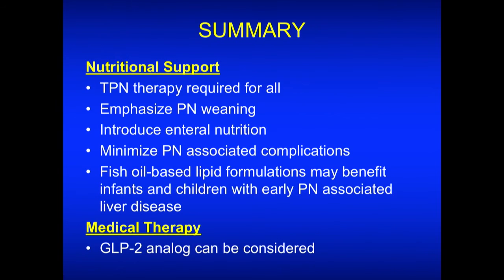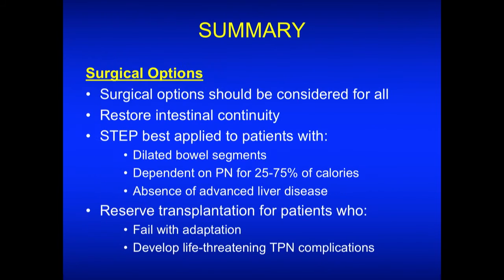So in summary, for nutritional support, initially TPN is required for everyone, but we do emphasize early weaning of TPN and early introduction of enteral nutrition. And we do have strategies for minimizing TPN-associated complications, which includes the use of, let's say, fish oil-based lipid formulations. Medical therapies, the GLP-2 analog or GATTEX, can be considered in selected cases. And surgical options should really be considered for all. Ostomy takedown or restoring intestinal continuity is important.